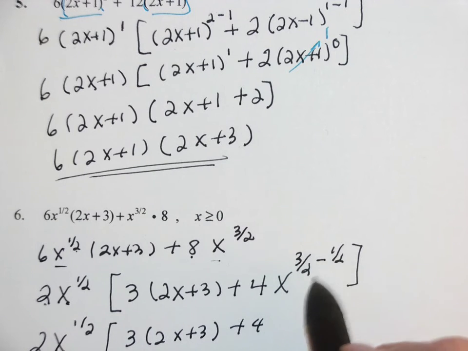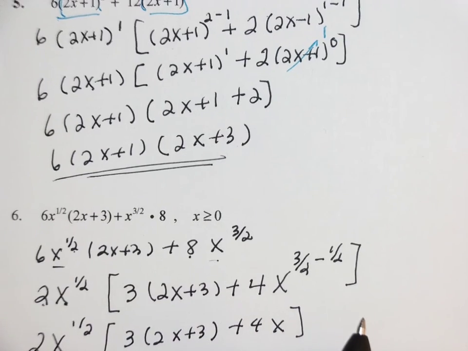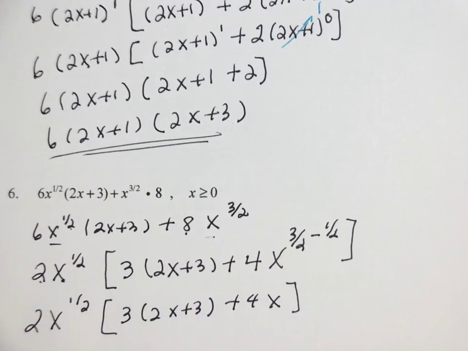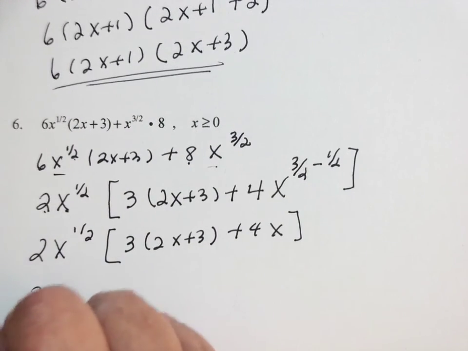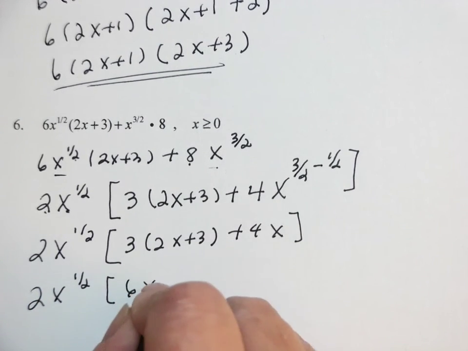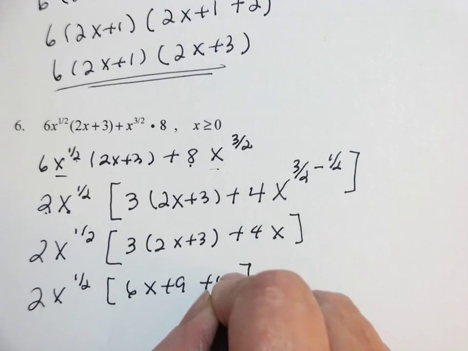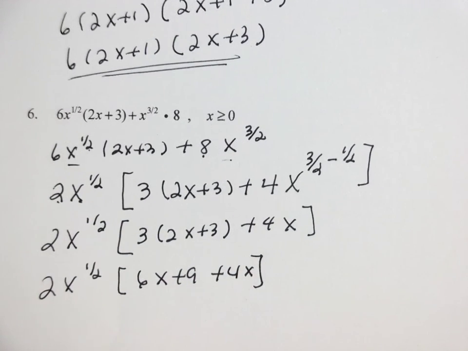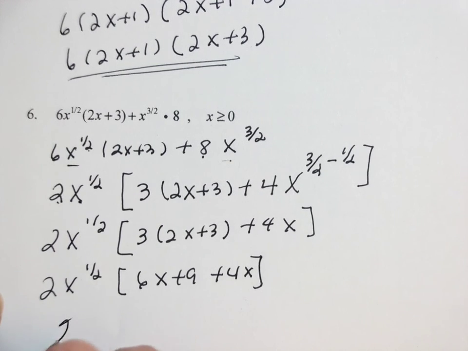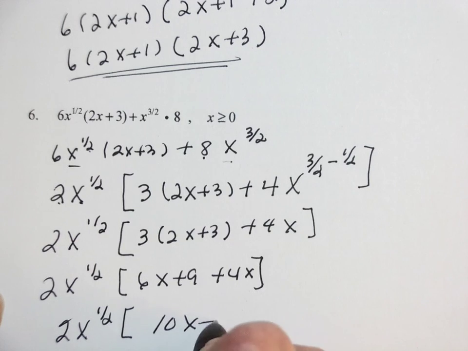3/2 minus 1/2 is 2/2. Or 2x to the 1/2 times 6x plus 9 plus 4x. Or 2x to the 1/2 times 10x plus 9.